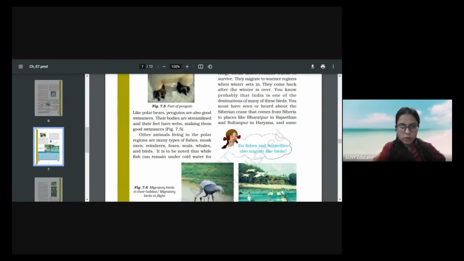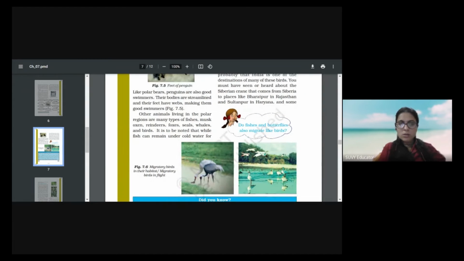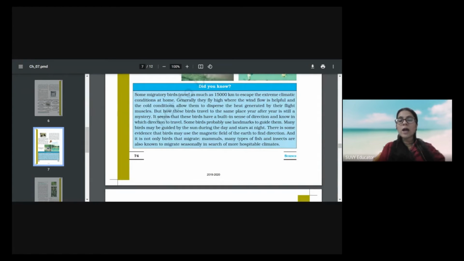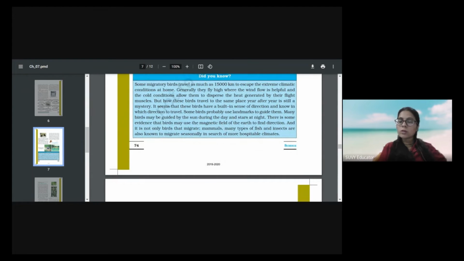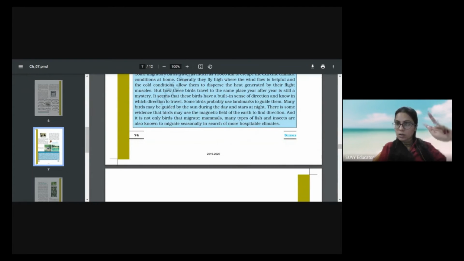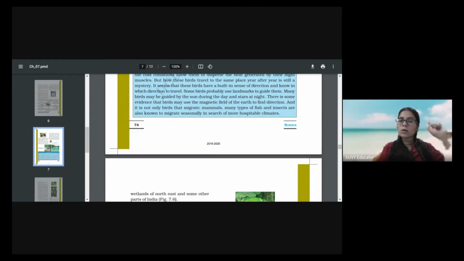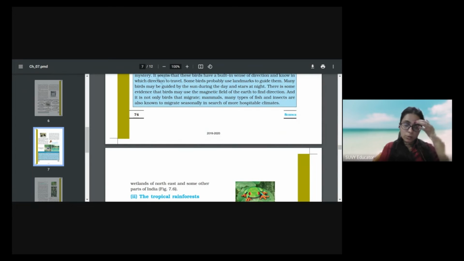Other animals that live in the polar region are fishes, musk oxen, reindeers, foxes, seals, and whales. The animals belonging to the polar region will have white color and a very thick layer of fur and fat. So these are some adaptations of these animals.